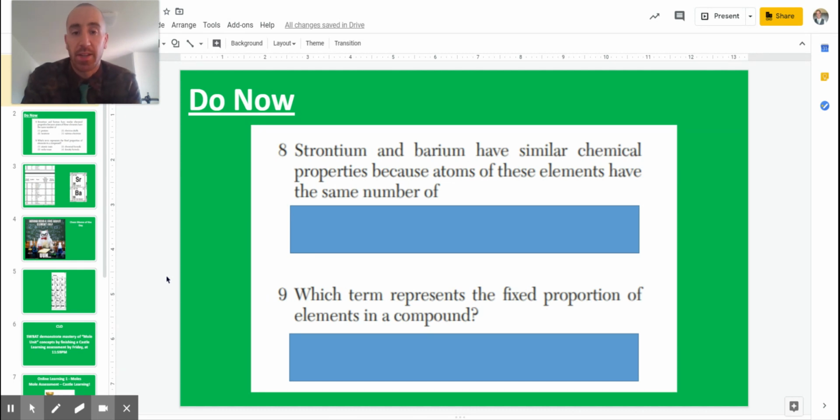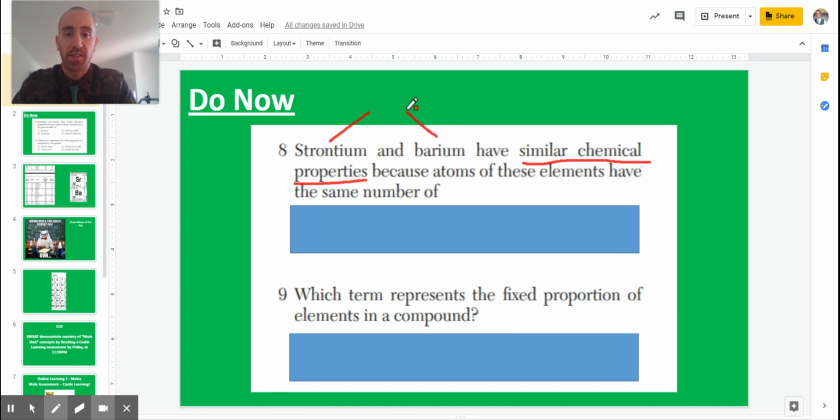All right, so you should have paused the video there for a few minutes and thought about it, maybe jotted down some ideas in your notebook. The 2 questions: strontium and barium have similar chemical properties because atoms of these elements have the same number of blank. You should definitely be gravitating towards this phrase here, similar chemical properties. That is a phrase that should be pretty important. Those of you who have a connection in your head, I'm guessing you honed in on that phrase. Also, strontium and barium should have something in common.